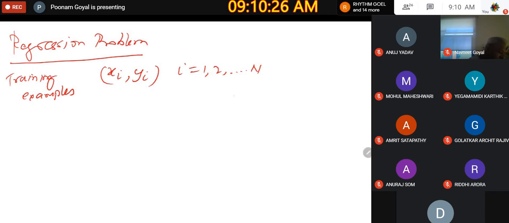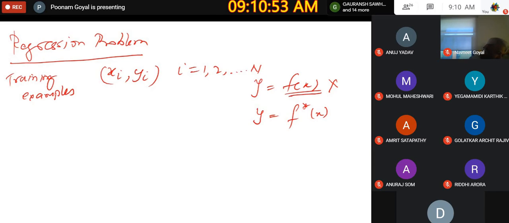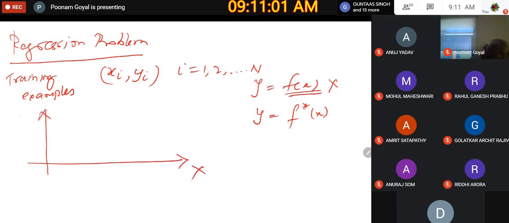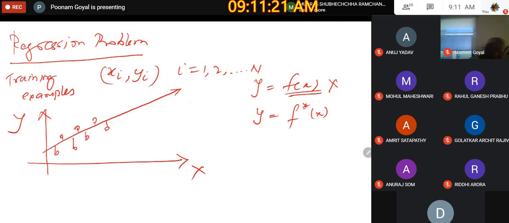Now suppose y corresponds to a function y equal to f(x). Suppose this is my assumption. I don't know this function, so I'll try to approximate it by another function, say f star x. For every point, if I draw it like this, and suppose this is the line that I'm trying to draw through this, every point would have an error. This is my best fit line, which is f star x.